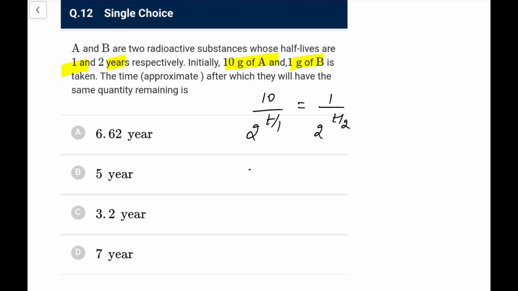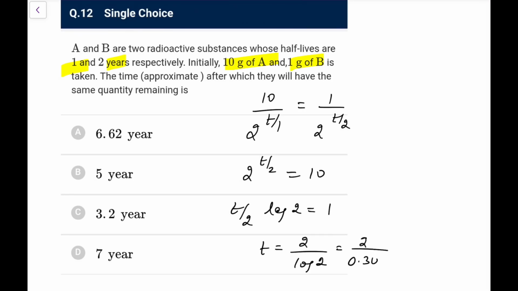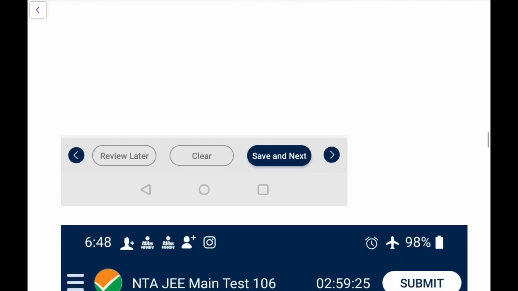So what you have, 2 to the power t by 2 is equal to 10. Taking the log, t by 2 log 2 would be equal to log 10, that is 1. So t would be 2 upon log 2, and log 2 is typically 0.301. So it would be approximately 20 by 3 something, so 6.67 let's say. So the closest would be 6.62 years. I can go for it, 6.62 years.